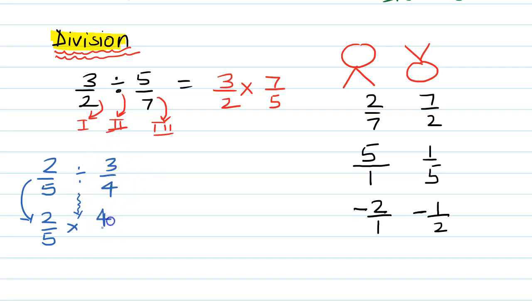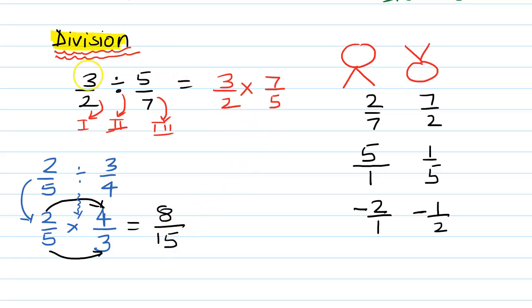So the reciprocal of 3 over 4 will be 4 over 3. Once you have done that, what you need to do is multiply the top number and the bottom number. So it will be 2 times 4 is 8 and 5 times 3 is 15.